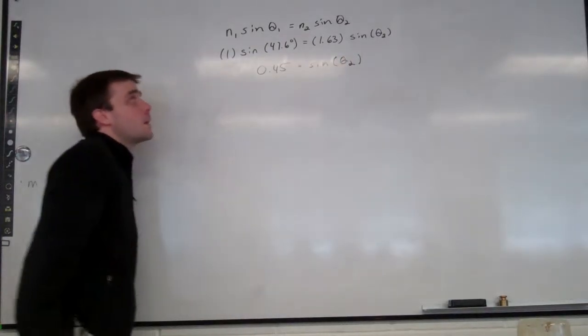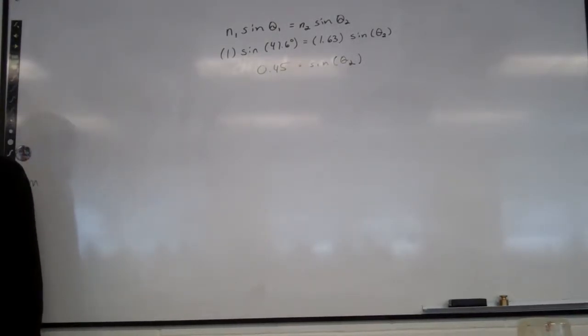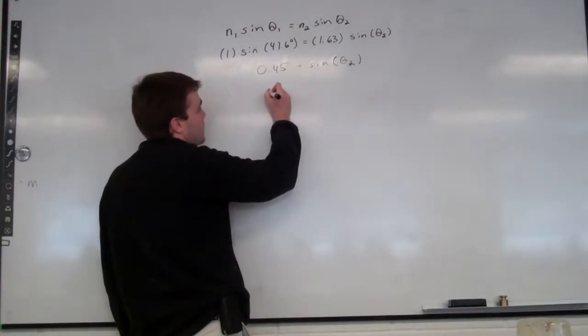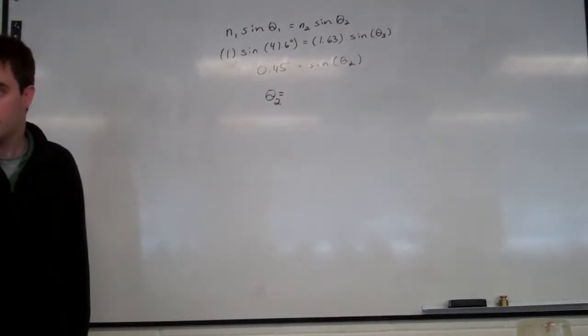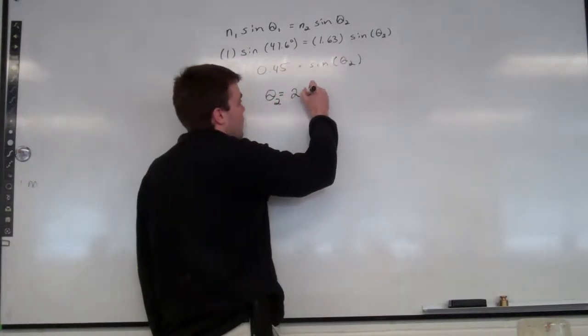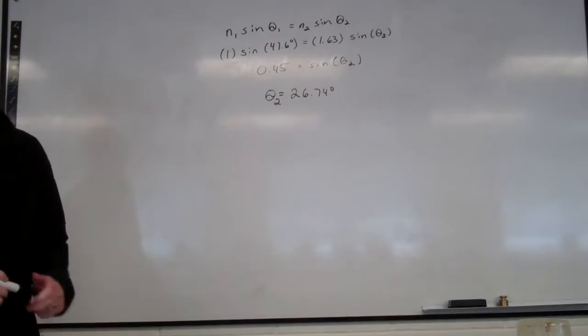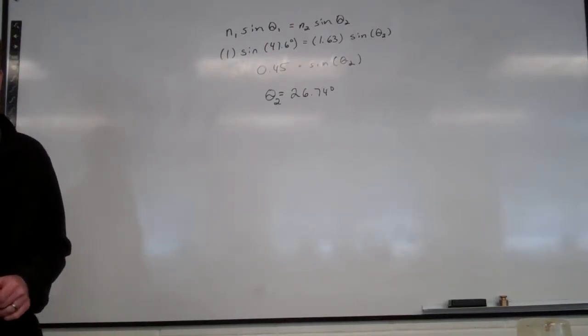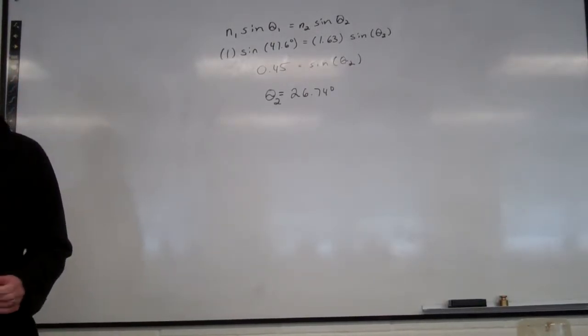0.45. Make sure your calculator's in degree mode, guys. What do we do to get theta now? The inverse sine of 0.45. So we get theta 2 equals. How do you do that? The inverse sine. It's second sine on your graphing calculators usually. So you press second sine 0.45. Make sure you're in degree mode, not radians.